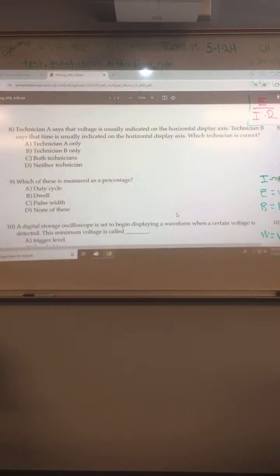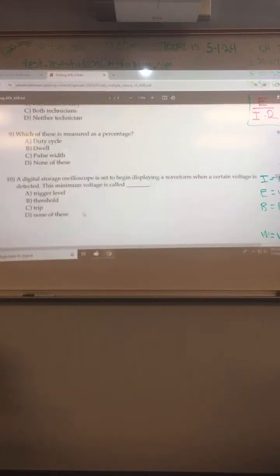Actually, this does not say X and Y, does it? It just says horizontal displays on the axis. Technician B. Voltage is on the y-axis. The horizontal, no, vertical. Time is horizontal, not voltage. Voltage is vertical, okay? Easy to remember, V and V, right? Voltage is vertical. Time is horizontal, so it's just B, okay? We did this one.